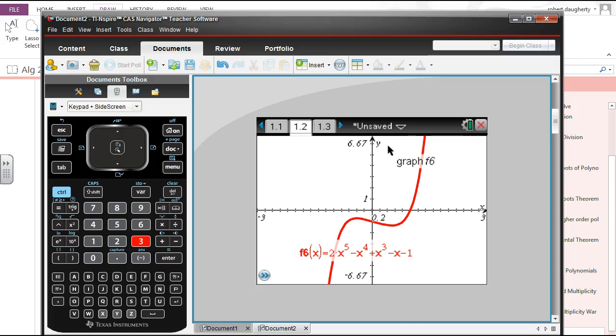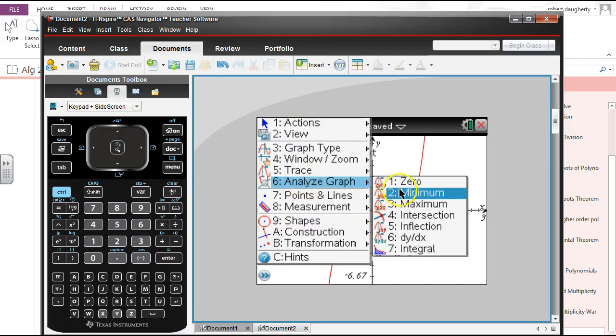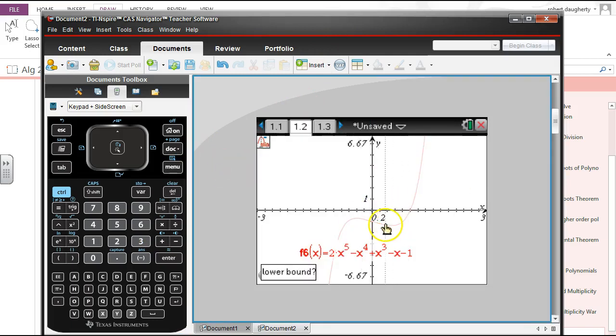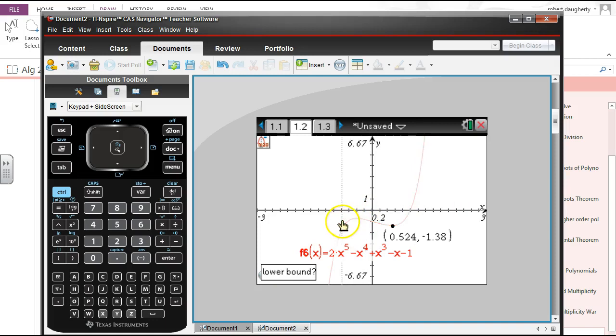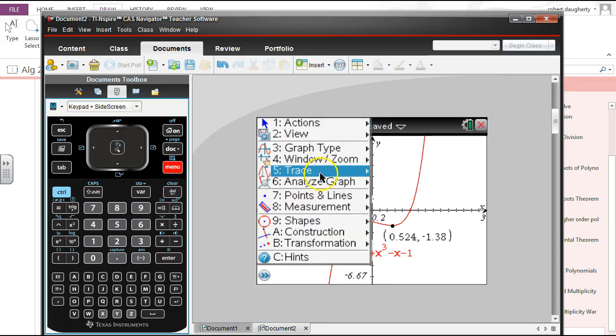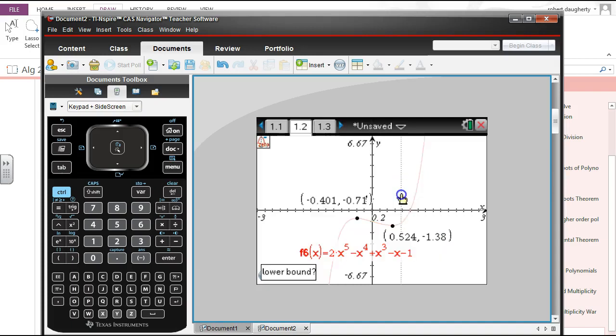Okay. Well, let's find these on our graph. So menu, analyze, minimum. So for the minimum, click to the left and right of that point. Be glad that you're using the calculator and you didn't have to figure that out on your own. Menu, analyze maximum. Click to the left and the right of that point. There we go. How do I find this 0? It looks like it's at 1, but just menu, analyze graph 0. And there we go, 1, 0.